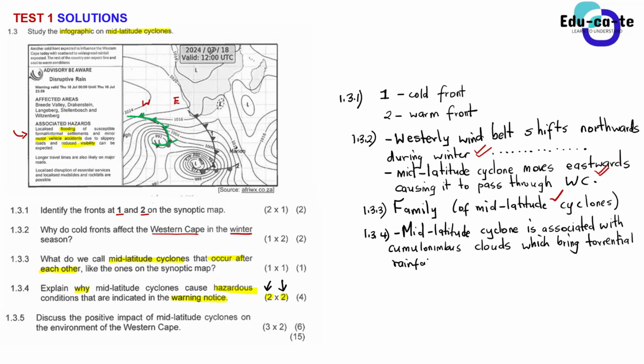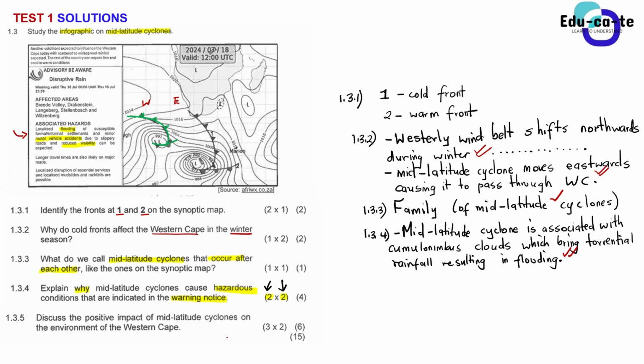Yes, sir. Please look at the mark allocation. If it's 2 marks, you usually have to explain, which brings torrential rainfall resulting in flooding. So we've explained the flooding part of the hazard. Yes, Sam, let's hear you explain some other one.